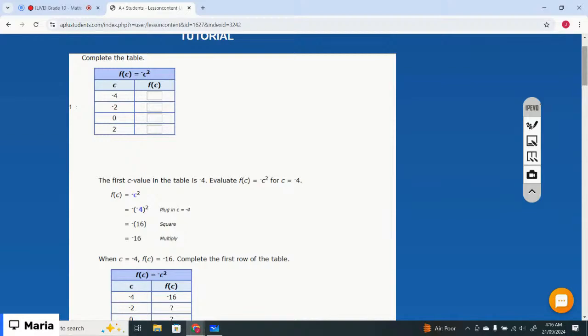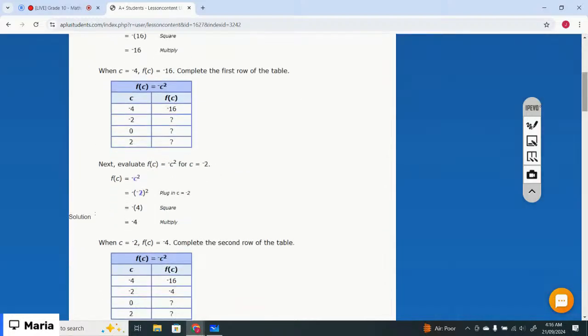f of c is negative c square, right? So you need to put these values into the function one by one. The first value is c equals negative 4, so put negative 4 in the function. Replace the c with negative 4, so negative 4 square is 16. You already have a negative sign outside, so that is negative 16, right? Just put the second value, that is c equals negative 2. Negative 2 square is 4, so that is negative 4.